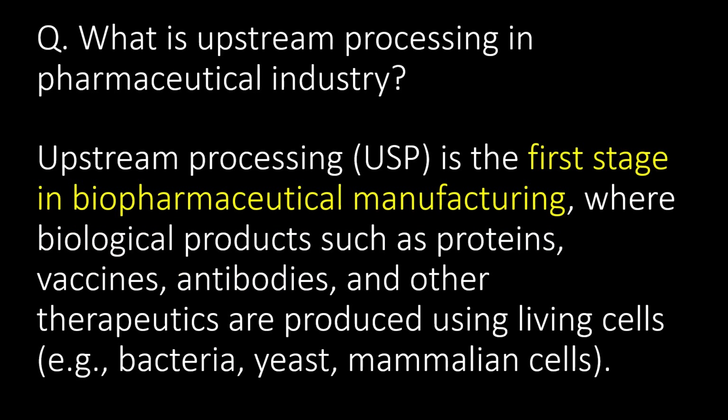What is upstream processing in pharmaceutical industry? Upstream processing is the first stage in biopharmaceutical manufacturing where biological products such as proteins, vaccines, antibodies, and other therapeutics are produced using living cells. Example: bacteria, yeast, mammalian cells.